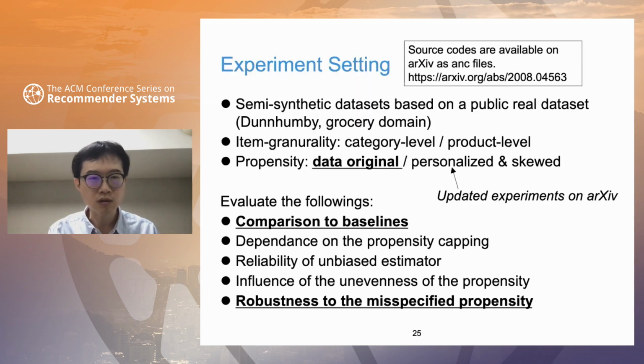So in the experiment section, we experiment on synthetic datasets. We have two settings on propensity distribution. One is the original to data. The other is personalized and secured. I'm sorry to say that there's some mistake in this setting, and I just updated experiments, and it's published in arXiv in a few hours. And we evaluated these 5 experiments, and we showed 2 of them by the data original setting.